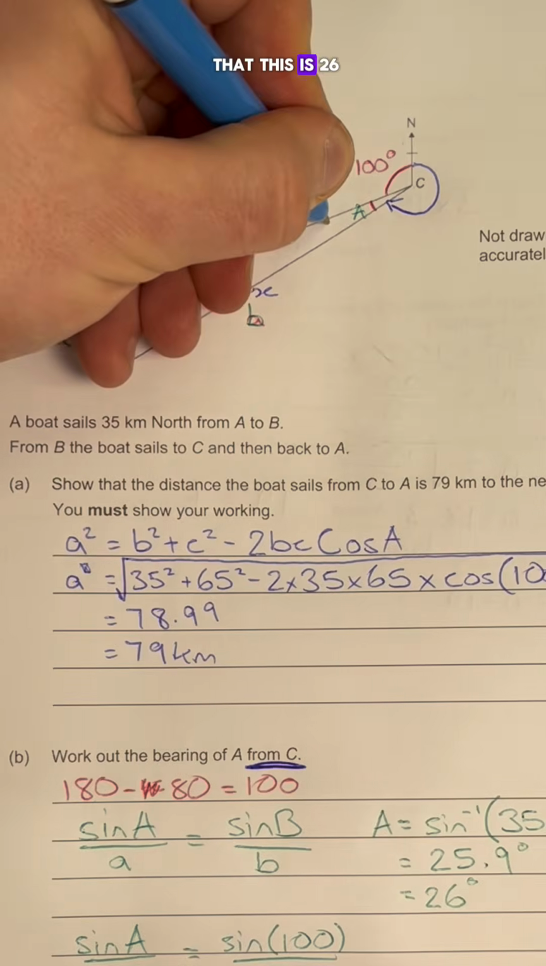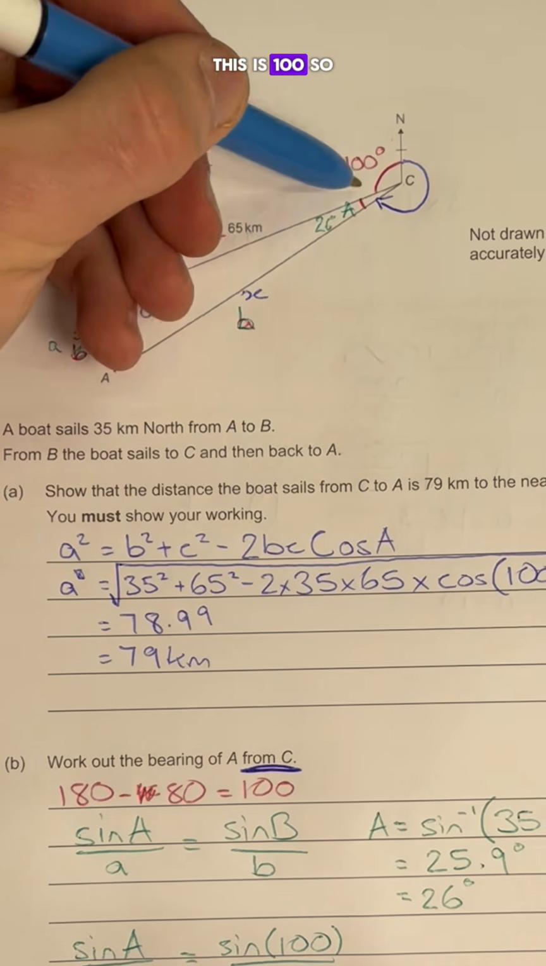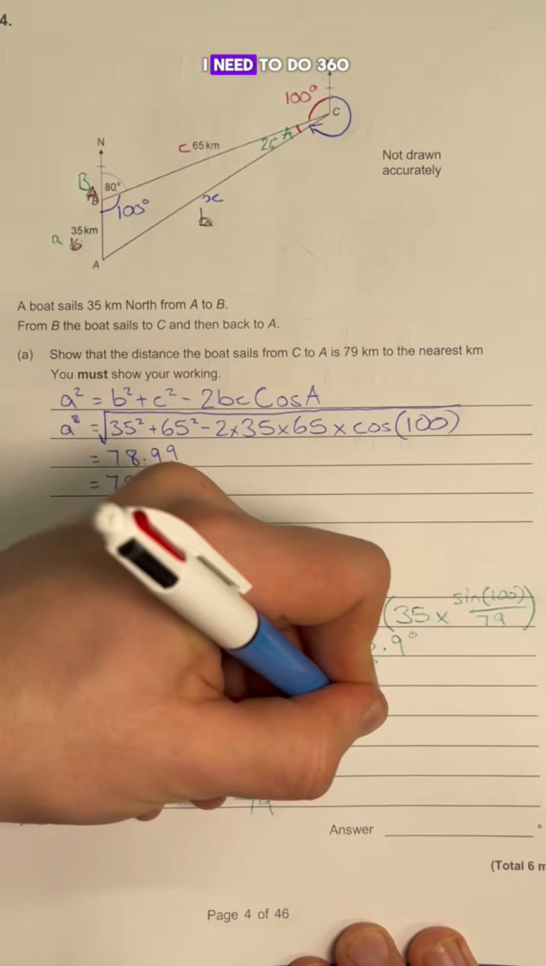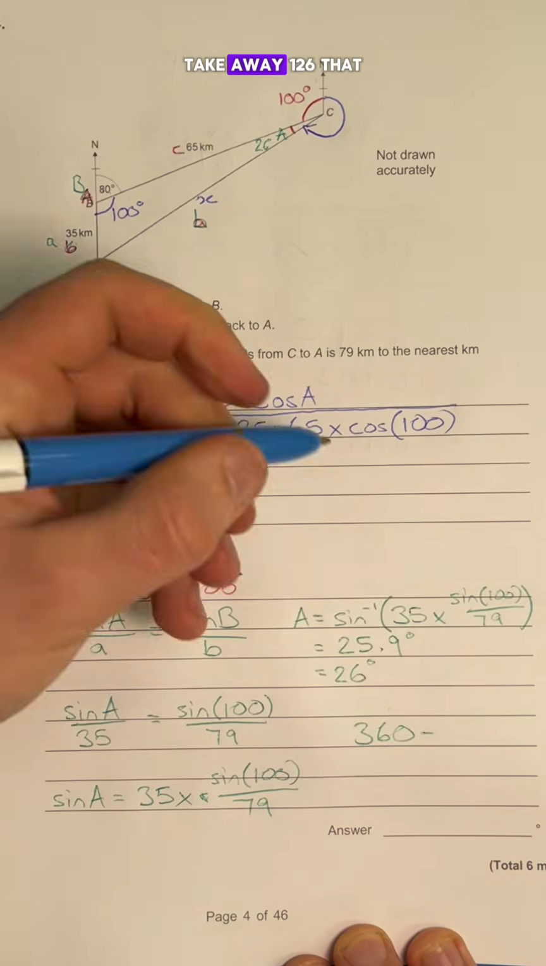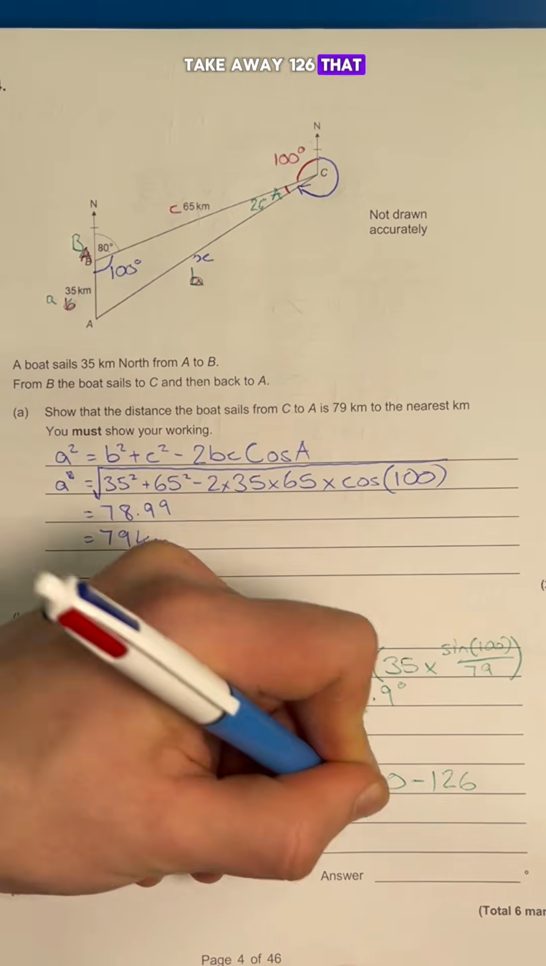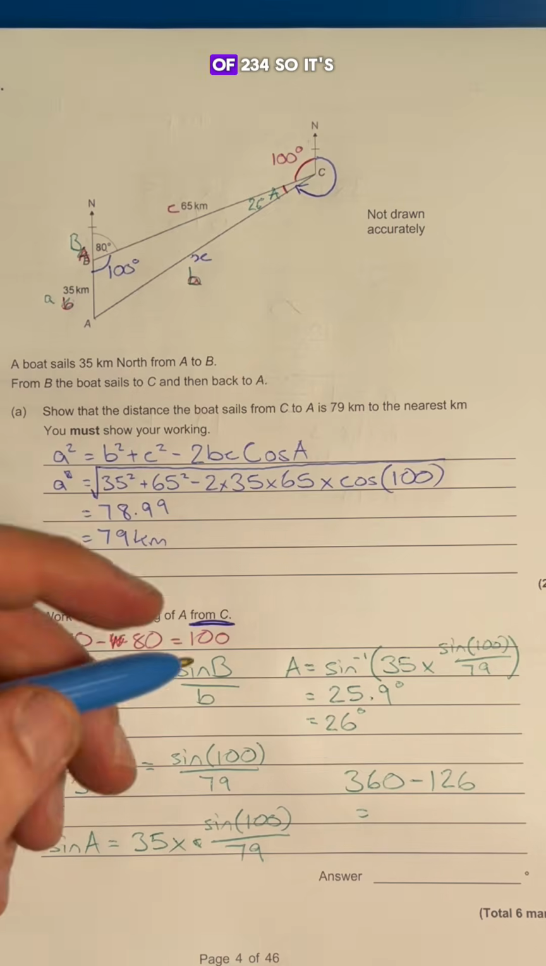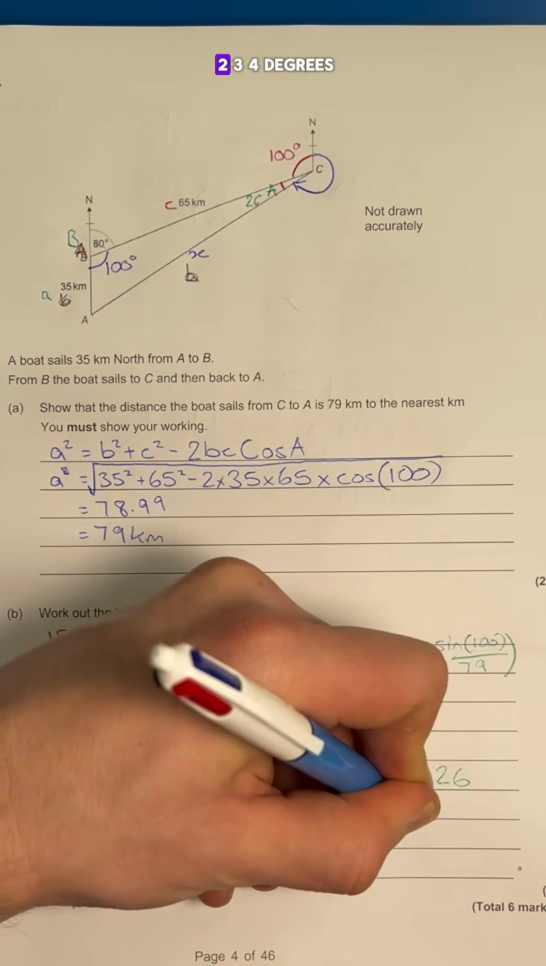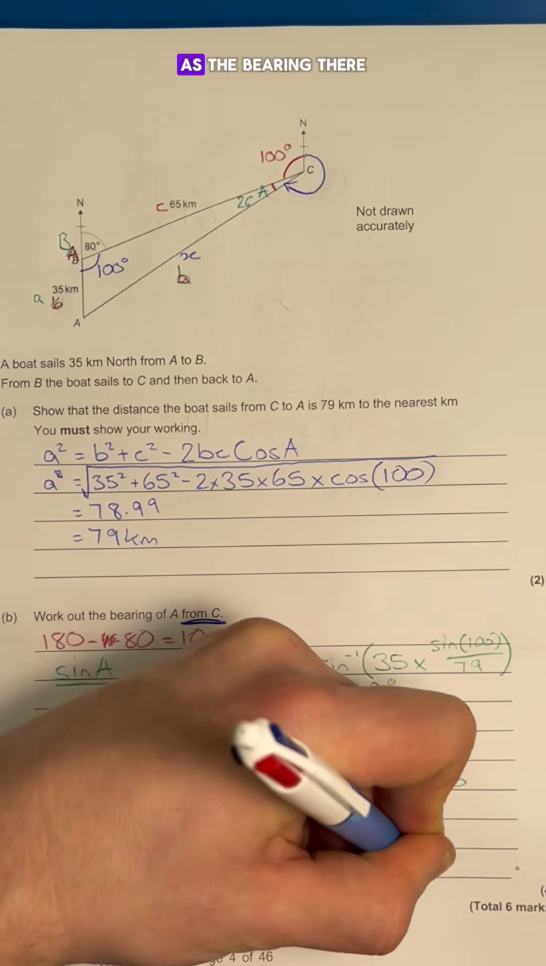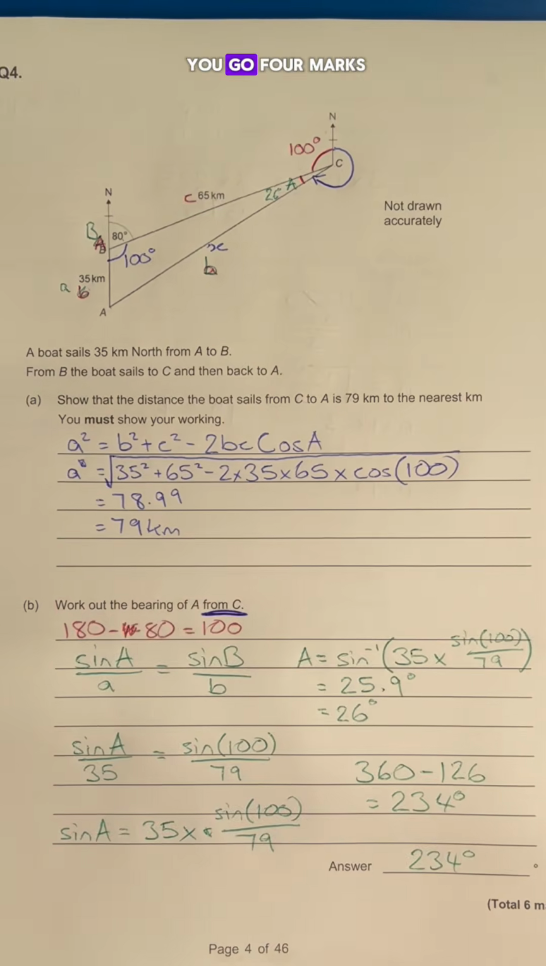We know now that this is 26, this is 100. So to get my bearing, I need to do 360, take away 126. That will give you a final answer of 234. So it's 234 degrees as the bearing. There you go, 4 marks.